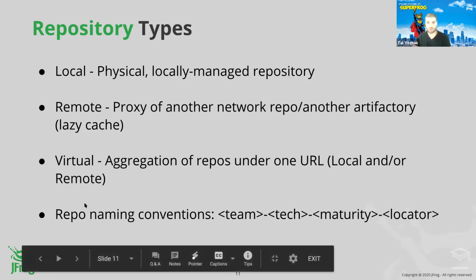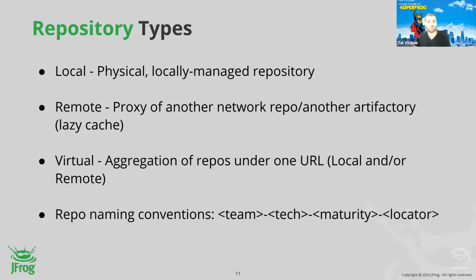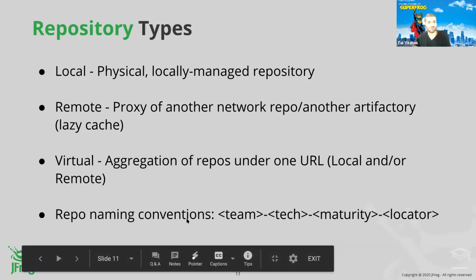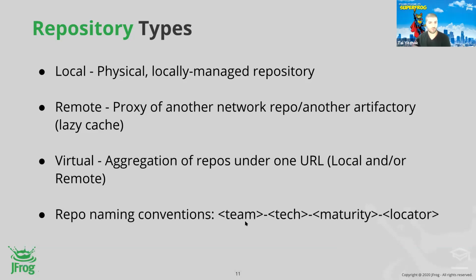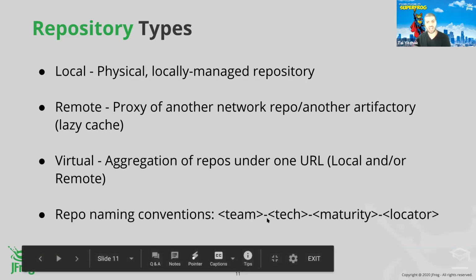Before we continue to the hands-on, I will just mention that on the free tier, when you log in, you are able to choose which repositories you want to be created in the platform. And while you do that, you will see some naming conventions, and this is the naming convention that we recommend to use for repositories. First, there is the name of the team that is responsible for deploying to this repository, the name of the technology, which can be Maven, Docker, Helm, etc., the maturity level of the binaries, which can be production, QA, etc., and if this is local or remote, as this is the locator.